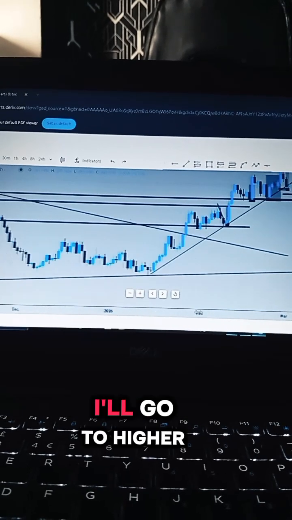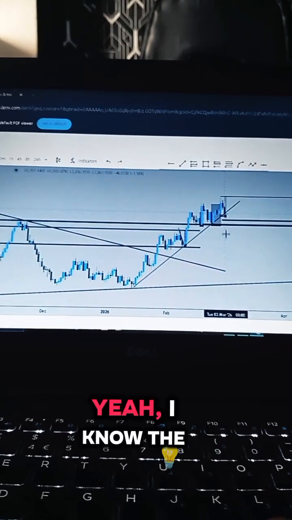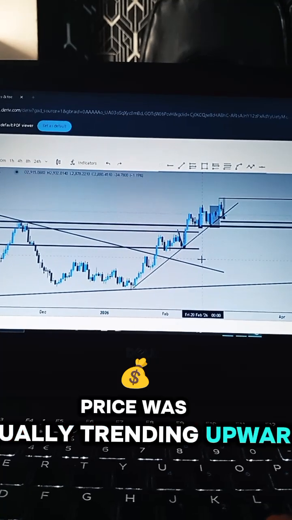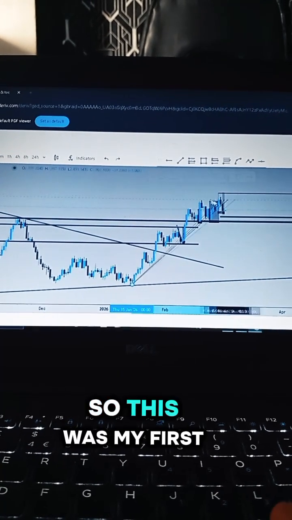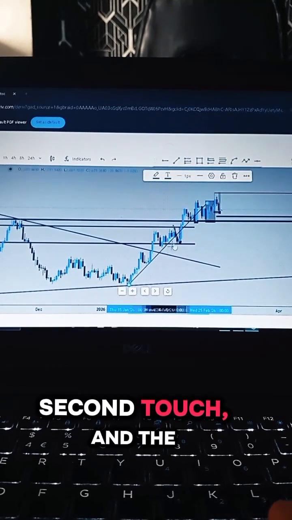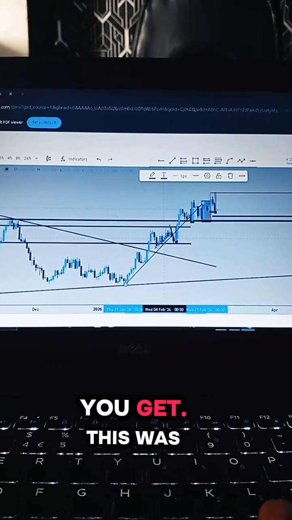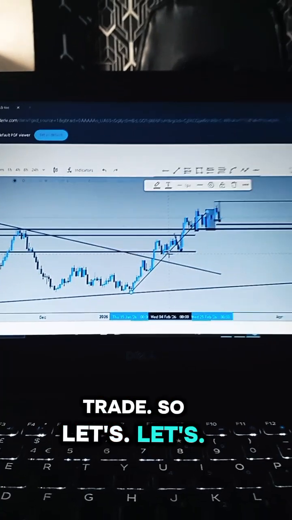Before I take a trade, I go to a higher time frame to know my trend, and this is the 24 hours time frame. Here I know the price was trending upward, but before I drew this trend line, this did not happen. So this was my first trend line where I had my first touch, second touch, and the third touch. This was a nice point to buy from, but I didn't take the trade. I didn't see it.